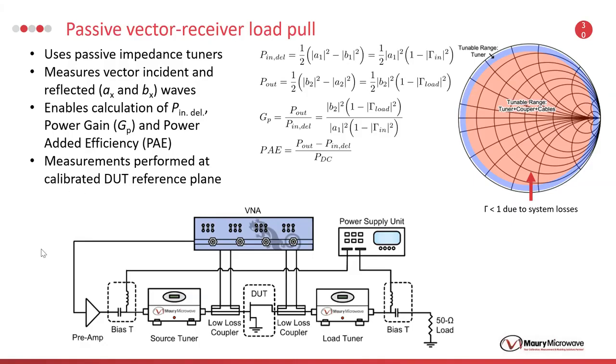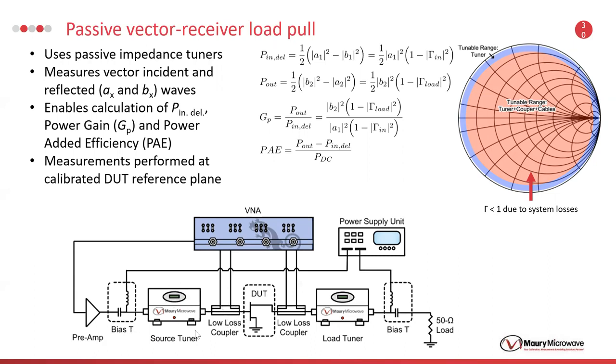And with this type of system, we increase the accuracy of our load pull measurements by a lot. Also, with a system like this one, we can characterize our device easily and more accurately. For example, the Pin delivered was something that we could not measure with a traditional load pull using power meters, because we need the amplitude and phase. So we needed a vector measurement. And with this, we have the vector measurement.